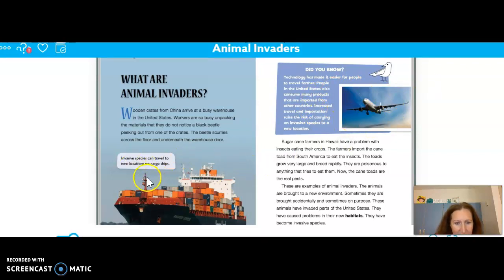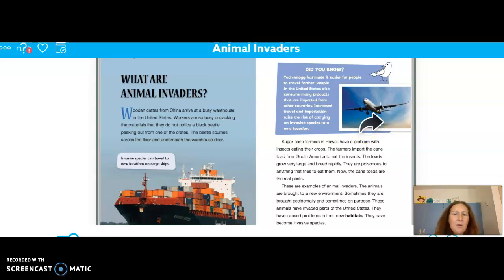Here's a caption that says, invasive species can travel to new locations on cargo ships. Okay, now I know, but I also see a plane. This one says, did you know technology has made it easier for people to travel farther? People in the United States also consume many products that are imported from other countries. Imported means they came from somewhere else. Increased travel and importation raise the risk of carrying an invasive species to a new location.